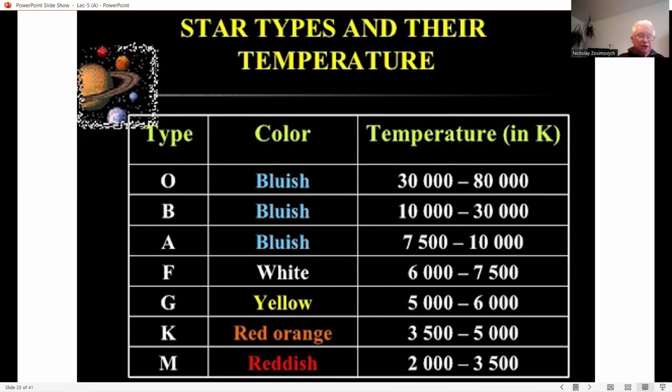From stellar spectra, astronomers have found that the hottest stars have surface temperatures of about 40,000 Kelvin and the coolest about 2000 Kelvin. Compare this with the surface temperature of the Sun, about 5800 Kelvin.